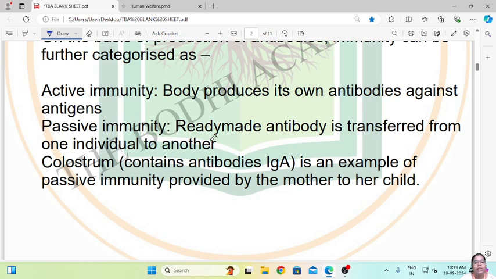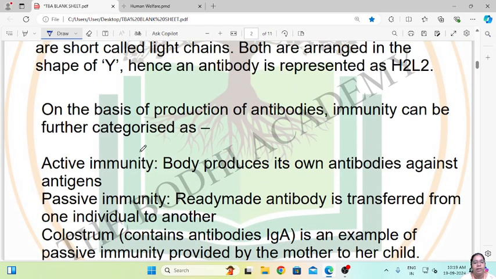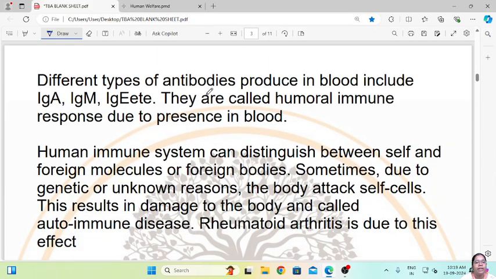In passive immunity, the antibodies are not created inside your body, but they are inherited or transferred from the parent to the child. And active immunity is when the body produces antibodies against the antigen. So these are the two types of immunity, active immunity and passive immunity. Now we will see the different types of antibodies produced in the blood. There are different types of antibodies produced for different diseases, that is IgA, IgM, IgE and many more.